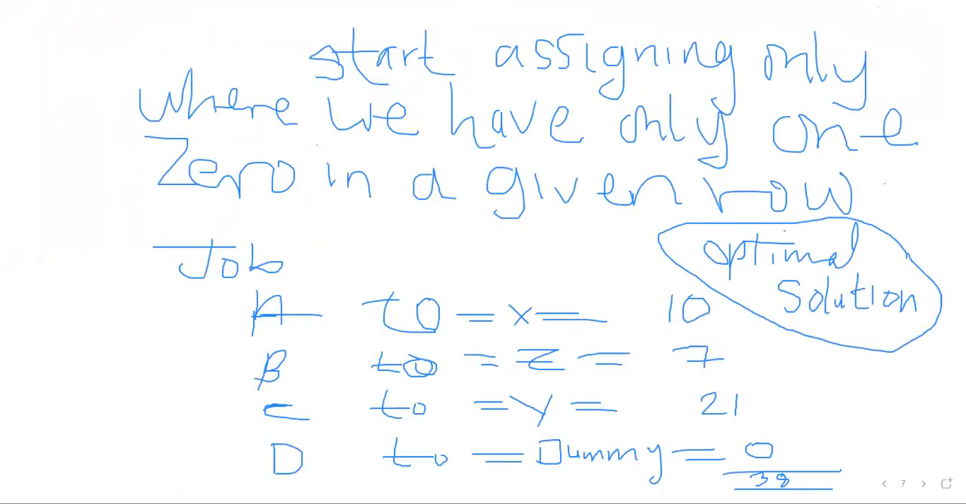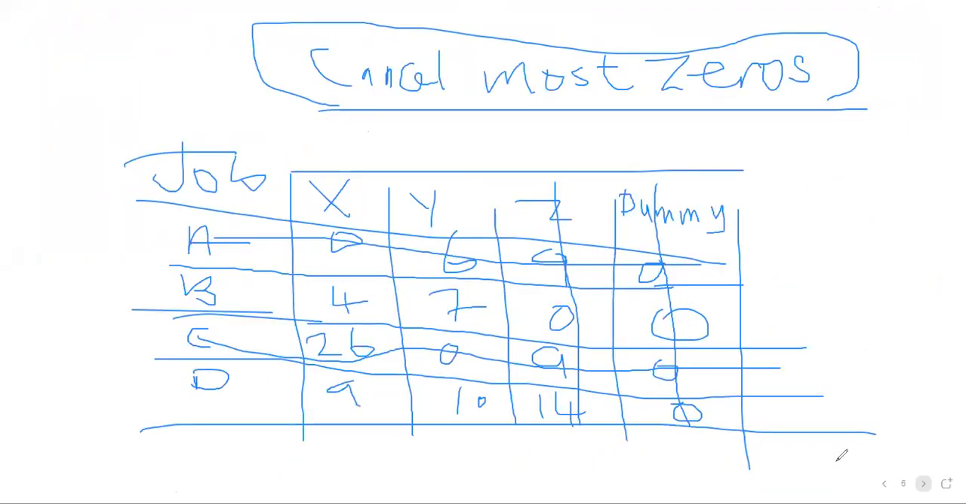When assigning, you start where you have only one 0 in a given row. We started with this one because he had nowhere else to go. This one had 2 options, dummy or this one, but we started with the one which had only one 0. So dummy was taken, meaning forget about the dummy. B can go to this one, then C can go to this one, and then this other guy can go to this one. This is how we assigned them. Have you seen that?